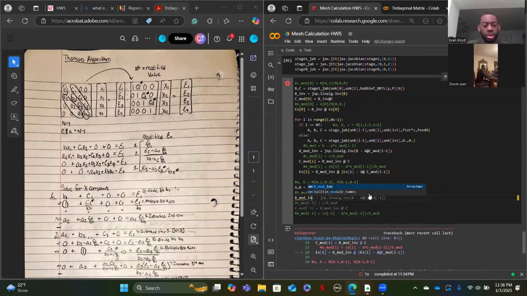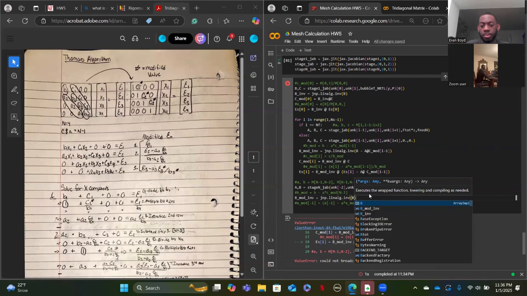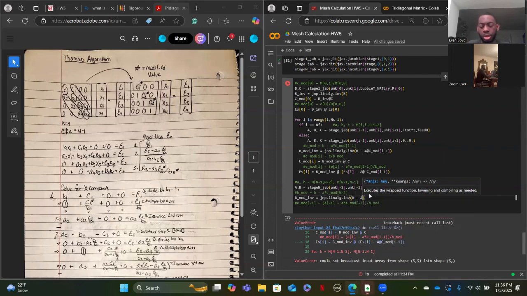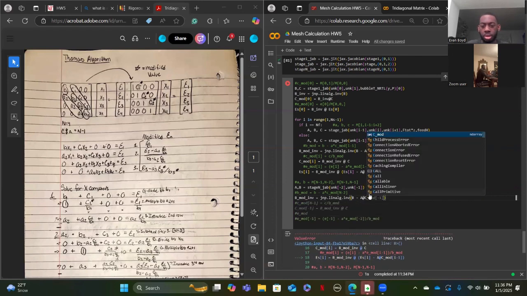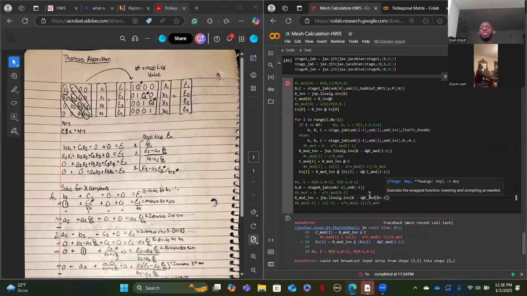Oh my gosh, there you go. B inverse, this is equal to JMP linear algebra dot inverse of B minus A times C. Oh no, extra multiplication of C mod at the stage before. So it'll be NS minus 2. So it's the stage before our reboiler. Okay. And then this should be the exact same as this. So copy and paste.